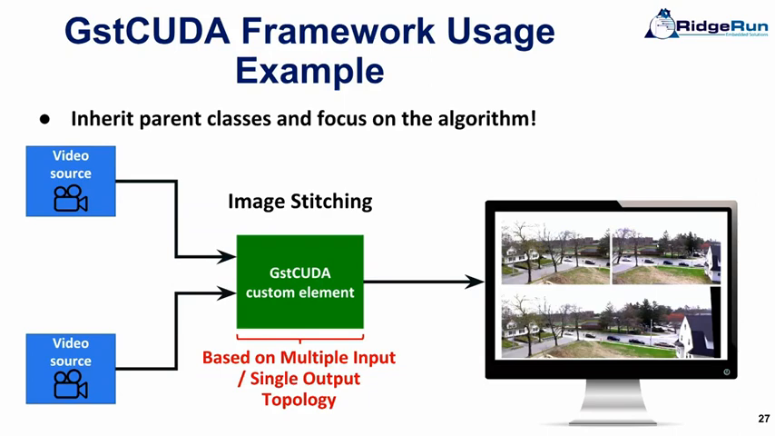And this is an example of that. We have here an image stitching application. In that case, we couldn't use the Cudamux element because the output image is larger than the input images, and that exceeds the capabilities of the Cudamux element. So here we use a custom element based on the GstCUDA base meso class.